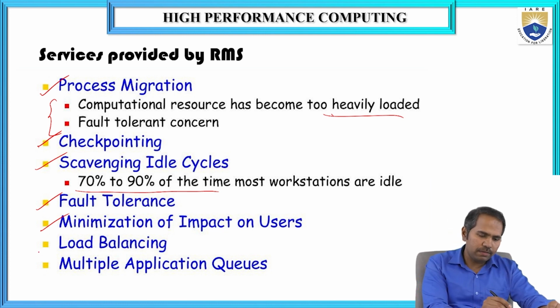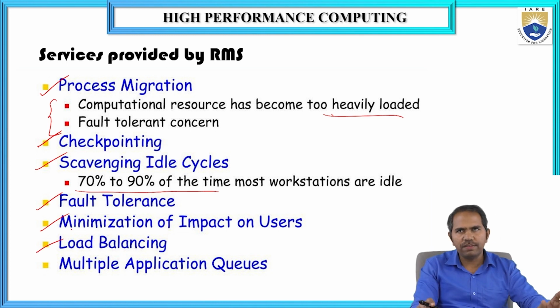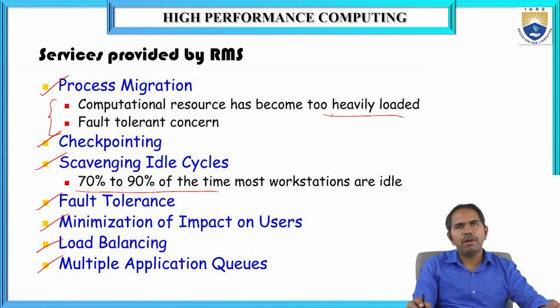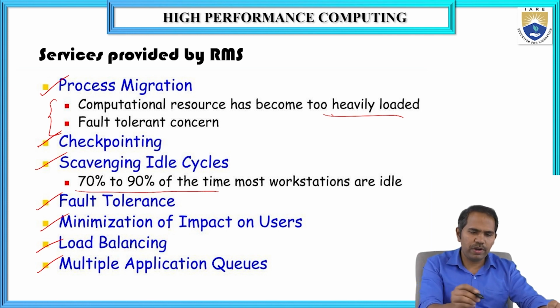And load balancing. Previously we discussed that one: balancing the load equally across different systems. And multiple application queues. Whatever applications we run on different systems have to be maintained with a queue, multiple application queues. So these are all the services provided by the RMS.